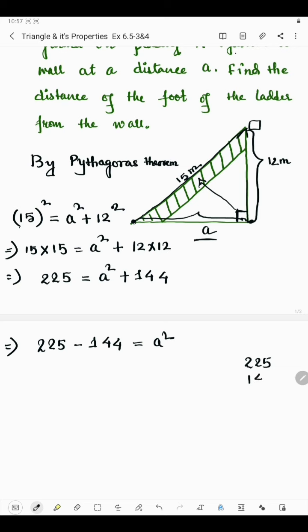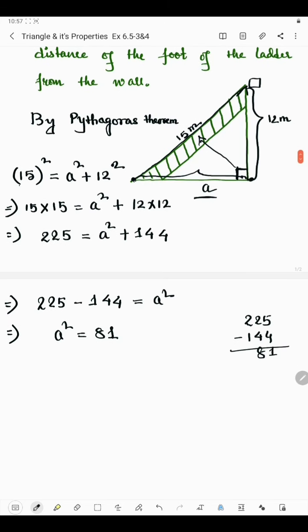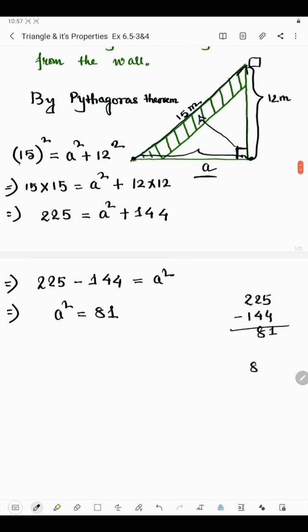225 minus 144. 5 minus 4 is 1. 12 minus 4 is 8. So it will be 81. So A square is 81. Now we will have to find the value of A, not A square. So we will have to find the prime factors of 81.